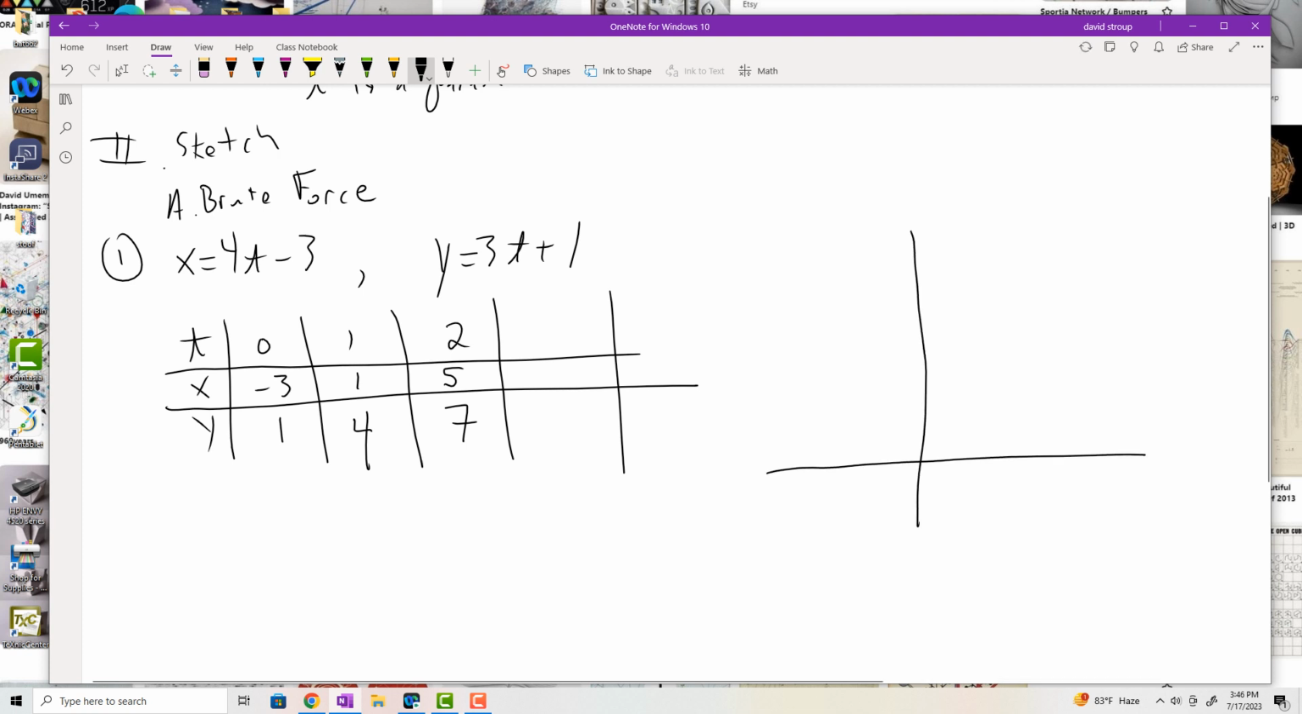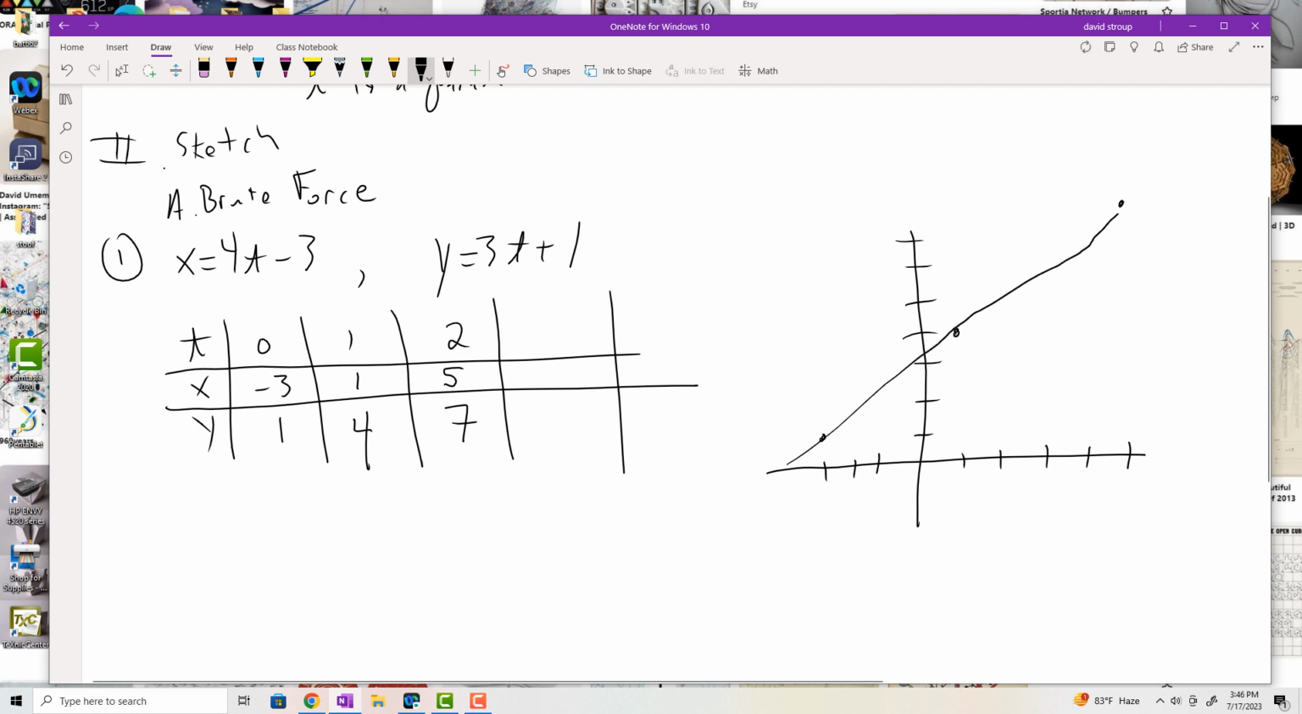So we're not doing a t-xy plane, it's just xy. Going 1, 2, 3, and then 1. Then 1 and 1, 2, 3, 4. And then 5 and 7: 1, 2, 3, 4, 5, and 1, 2, 3, 4, 6, 7. So it would be up here somewhere. Okay, then I'll connect the dots, and there is my picture.